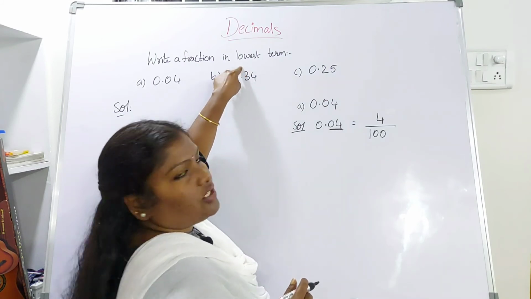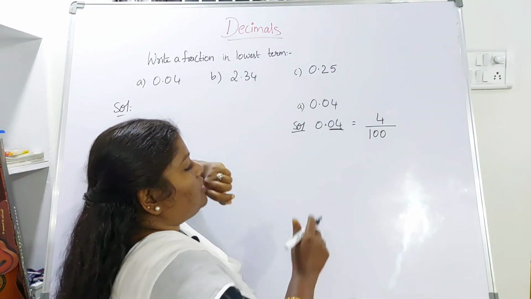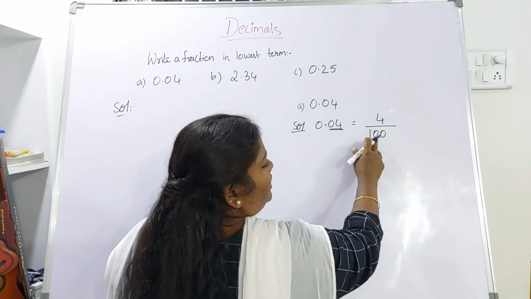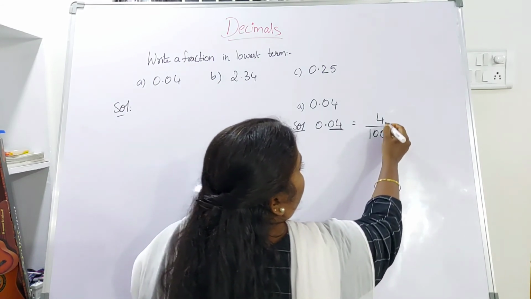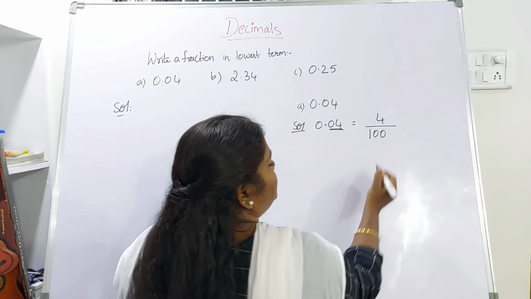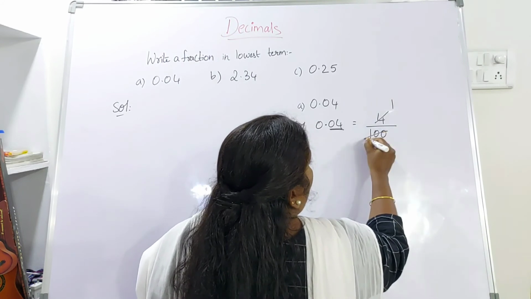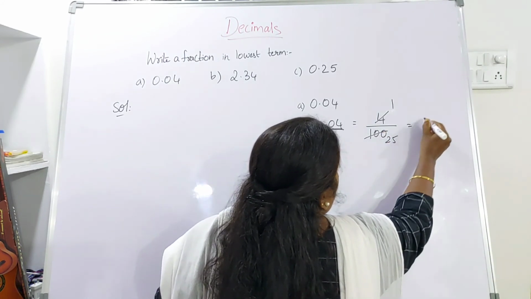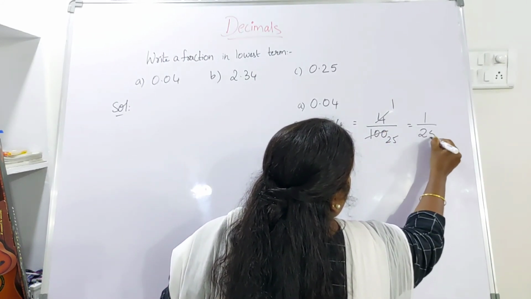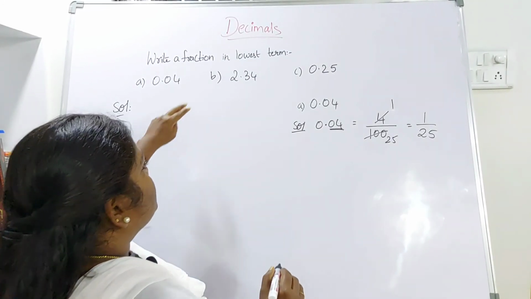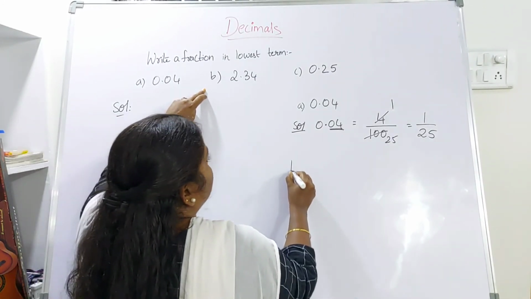Now next they are asking you to convert into lowest term. So now check whether it can be cancelled. Yes, here there is a possibility of cancellation. 4 ones are 4, 4 25s are 100. So it is 1 by 25. Yes. So let me take the second one.